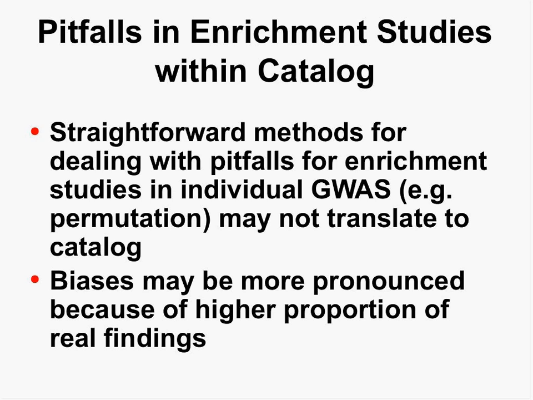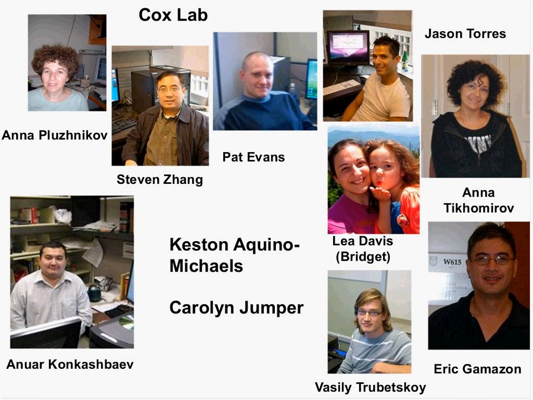And I think we have to be careful because the biases that can be introduced may be even more pronounced, because within the GWAS catalog we've got a much higher proportion of those things. And so the likelihood that these are going to map disproportionately in functionally relevant parts of the genome is very clear. And with that, I'm happy to stop.